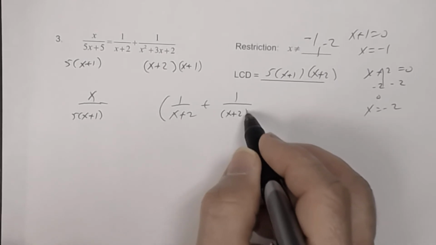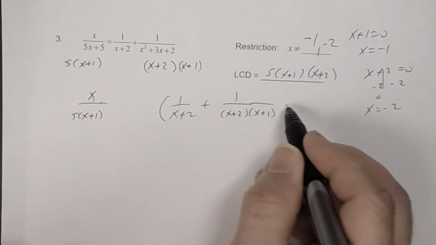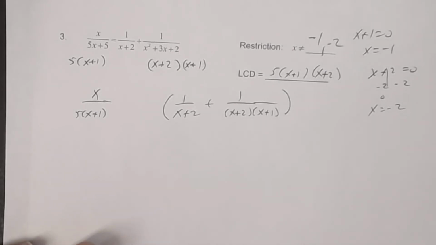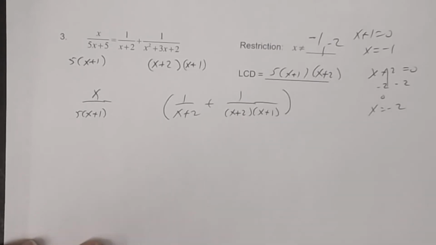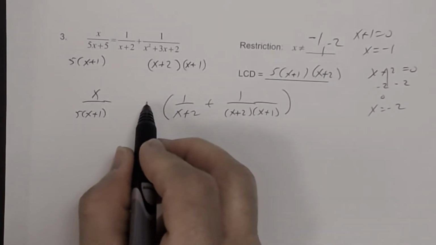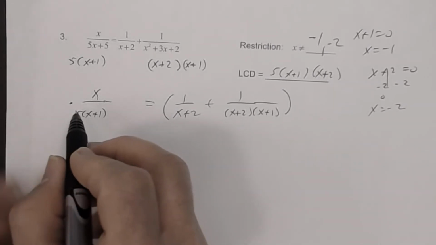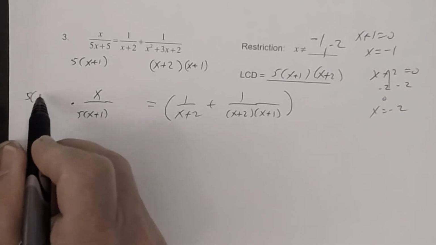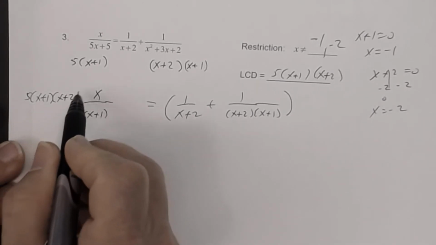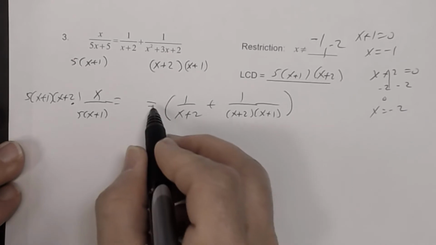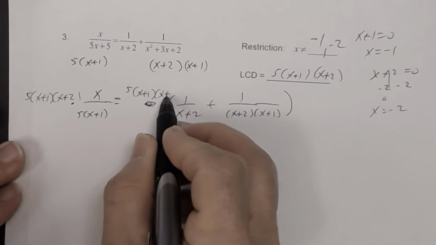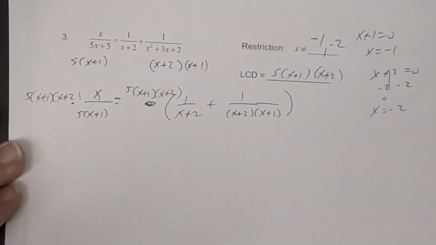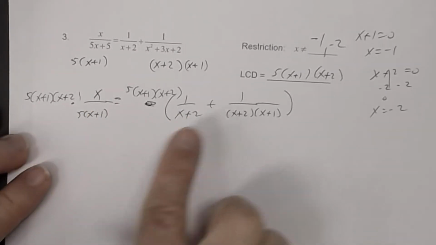Just like we talked about in the previous problem, there's a reason you want to put the factored part. Because your LCD is in factored form, so you need this to be factored as well. So now we're going to take the LCD, and we'll multiply both sides by it. And this should be an equal sign right here. So times the LCD, 5 times x plus 1 times x plus 2. And put the equal sign here. And then 5 times x plus 1 times x plus 2. Just like that. You multiply both sides by the LCD.